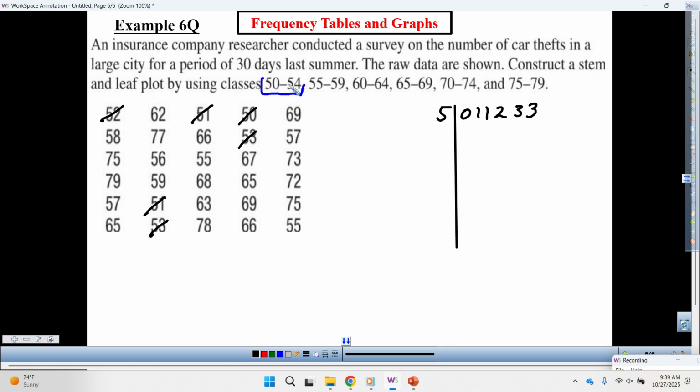Am I done with class 1? Yes. So if I go to the next class, from what numbers to what numbers? From 55 to what? 59. So I would do another 5 and look for numbers from 55 to 59. Do the same thing and set up the next class. Does everybody see what I'm doing? All right.